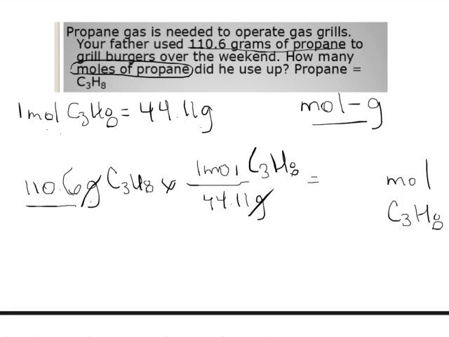So we need to decide how many significant figures are in the 110.6, and I think it's 4. That's a sandwich 0, and the 1, 1, and 6 are significant. So we need to round this down to 4 significant figures. So that looks like we're going to say 2.507.